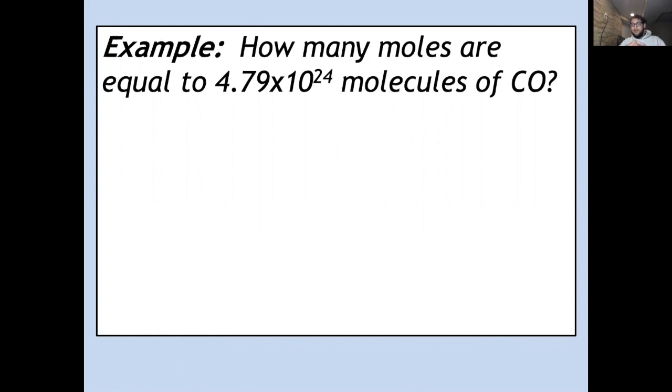Okay, so one more example here. Now we're working the opposite way. Instead of figuring out how many atoms, I want to figure out how many moles, how many bundles are in a certain number of molecules or atoms, right? So Avogadro's number helps me solve that as well.